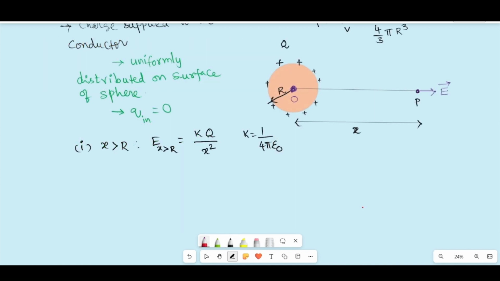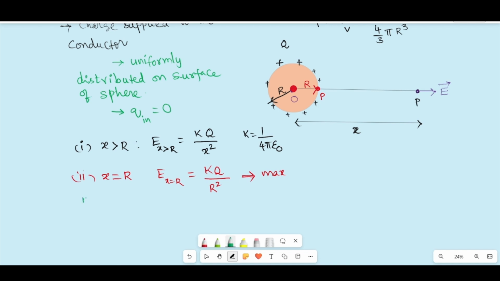Now we'll see the second case. If you take point P on the surface of the sphere, that is at a distance r from the origin, the second case is x equal to r, and the electric field intensity at x equal to r is kq by r square, because on the surface of the sphere also you can assume the charge is at the center and the distance between them is r. So this value will be maximum compared to any distance greater than the radius.